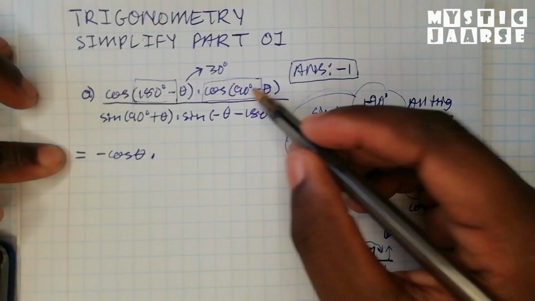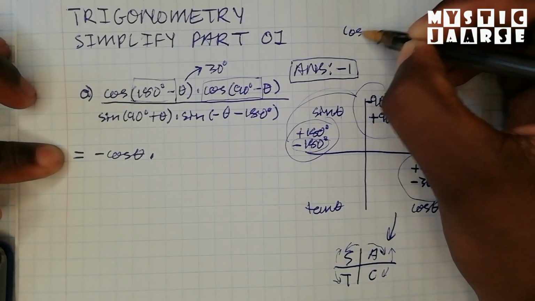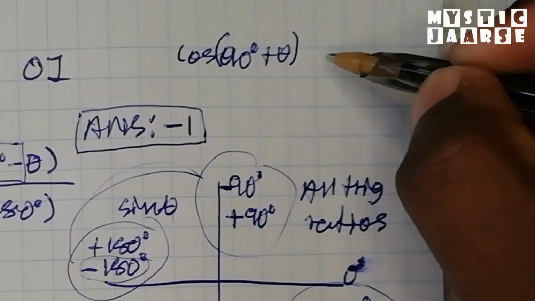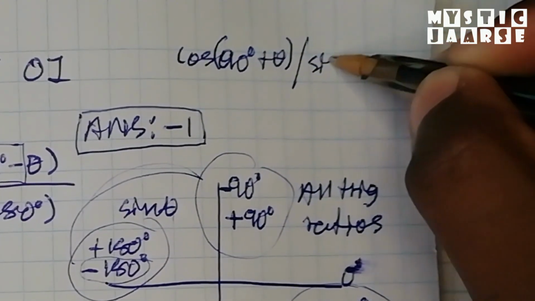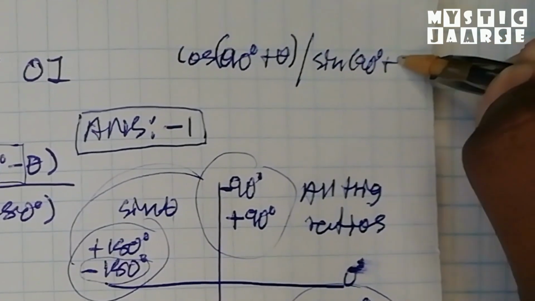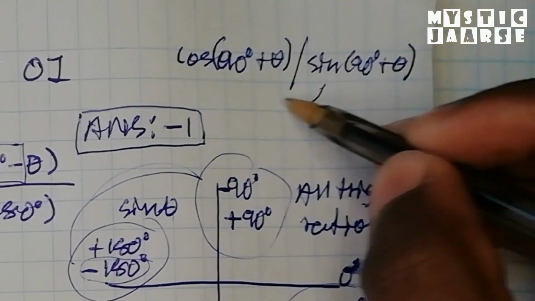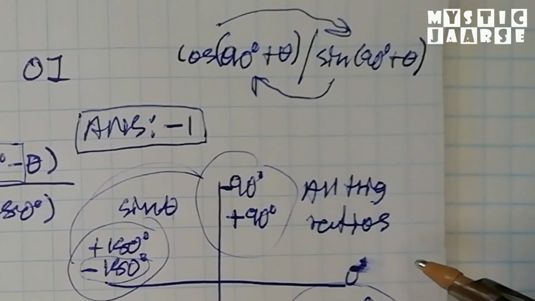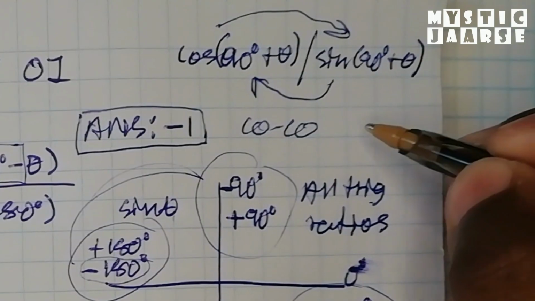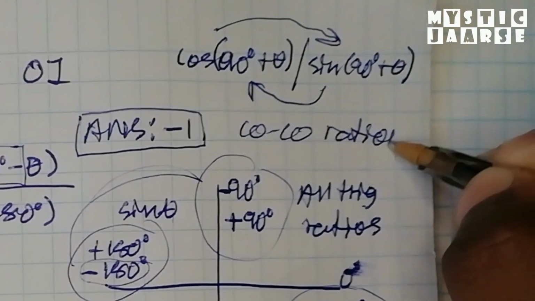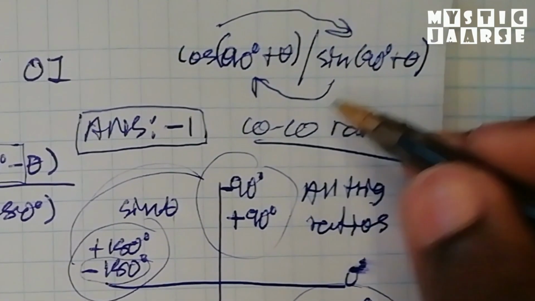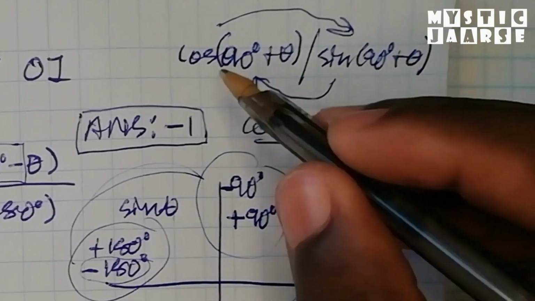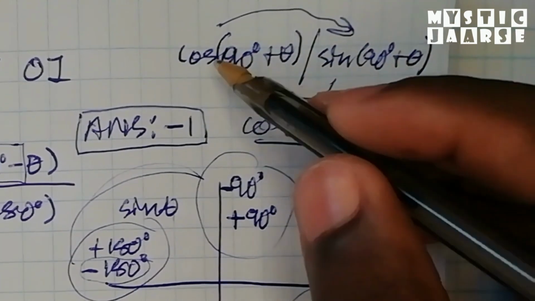And then we know that whenever you have cos of 90 degrees plus theta or sine of 90 degrees plus theta, sine is going to change into cos, and cos is going to change into sine. This is called a co-ratio, where a co-ratio like sine changes into another co-ratio like cos. This only happens between sine and cosine.